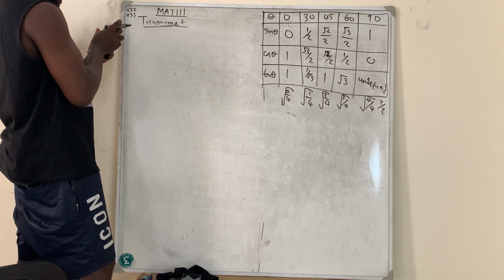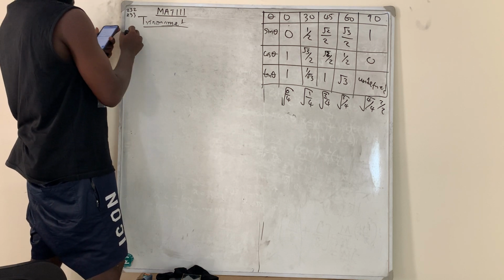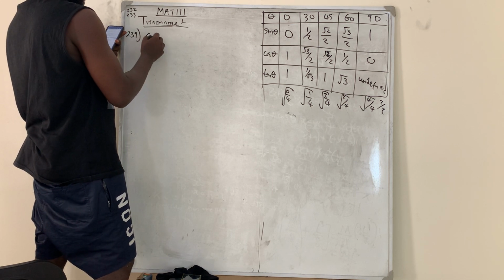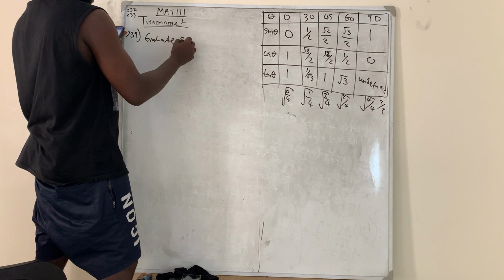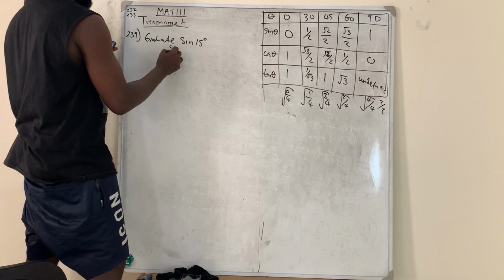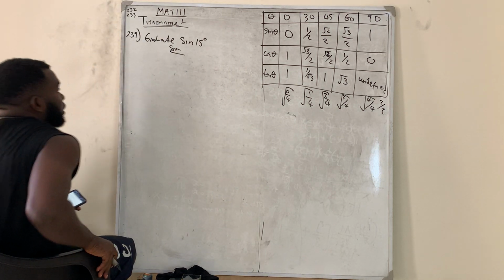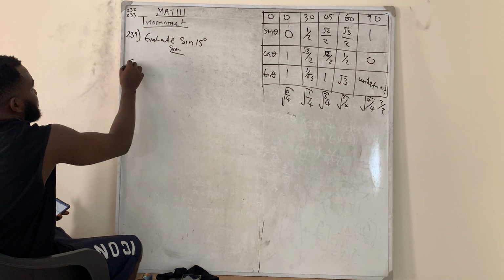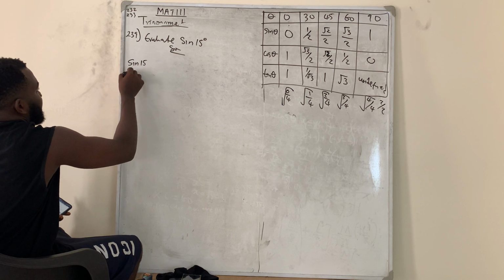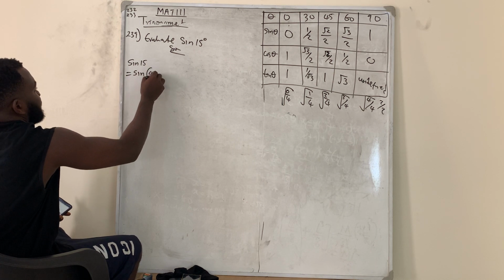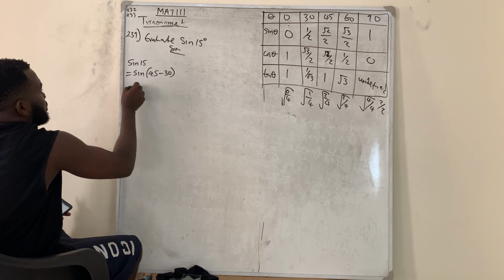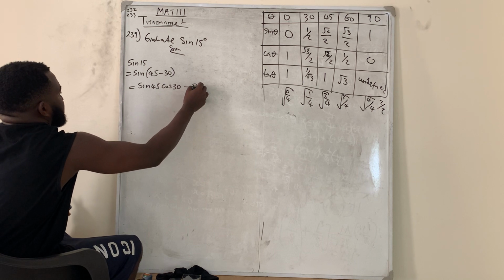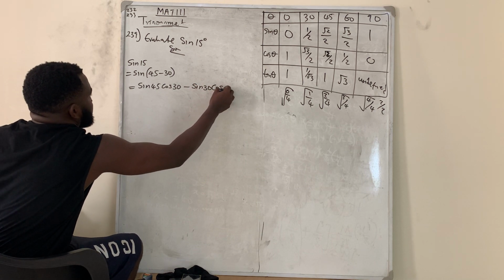Sorry about that. This calculator is just making me confused. So question number 239. Question number 239 said evaluate sine 15 degrees. All right. Solution. This is very, very simple. Now, the two trigonometric angles that will give you 15 are 45 minus 30. So sine 15 is the same thing as sine of 45 minus 30. So which is sine 45 cos 30 minus sine 30 cos 45.